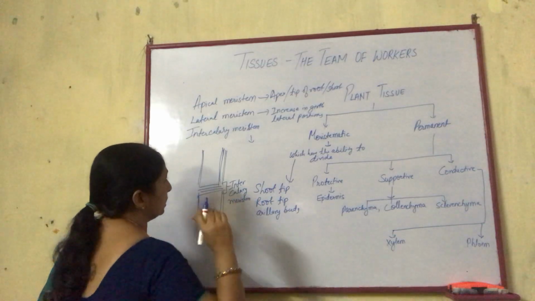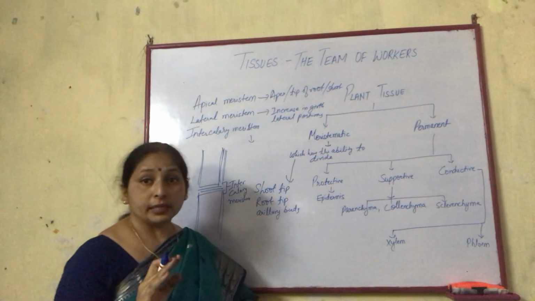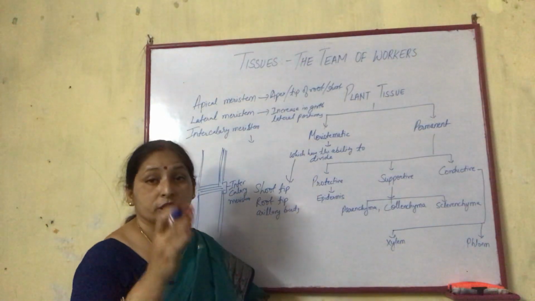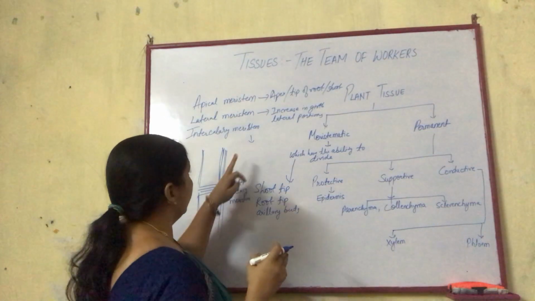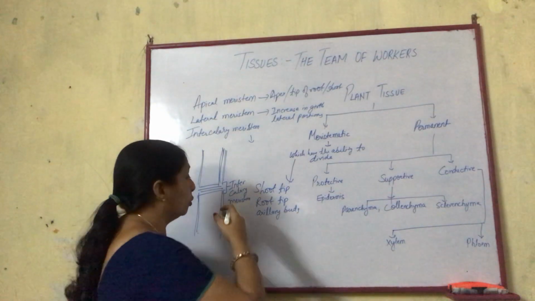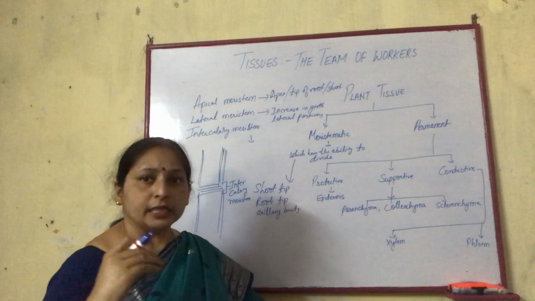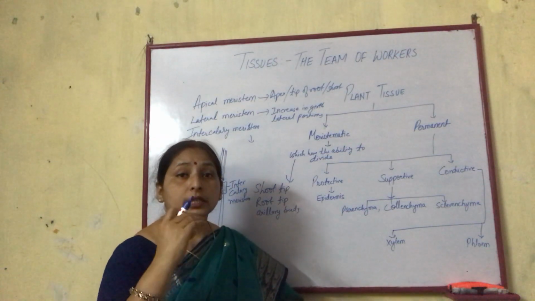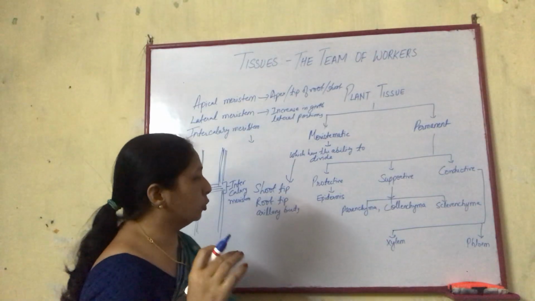All these dividing cells: apical meristem at the apex, lateral meristem at the lateral position for sidewise increase in girth, and intercalary meristem present at the nodes, for the increase in length at the nodes.